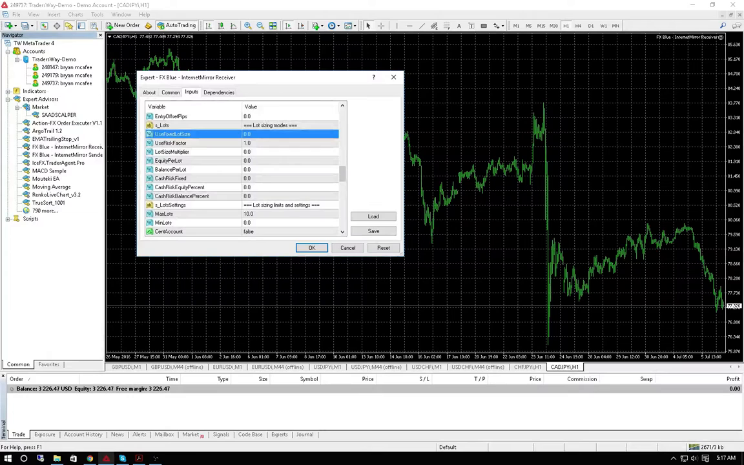Or we can do trade the same relative lot size as me. And that's using risk factor, which is here.